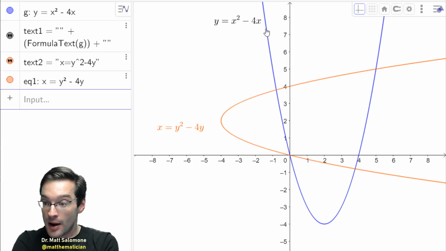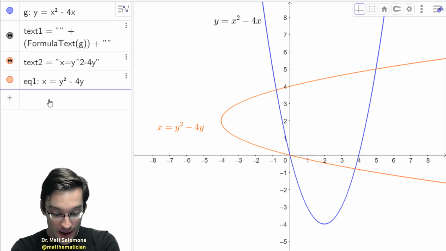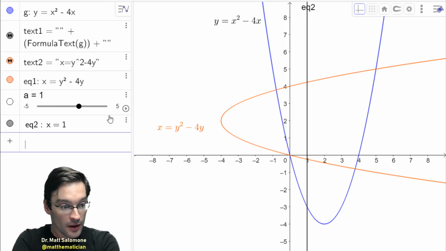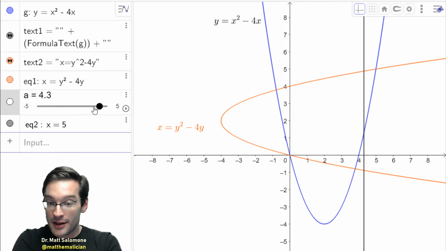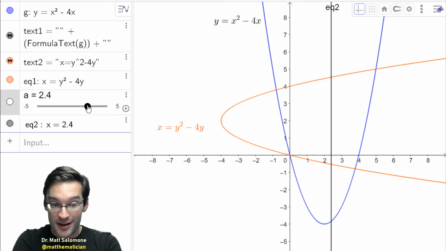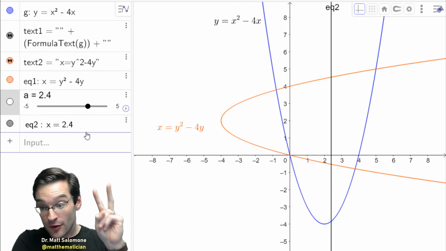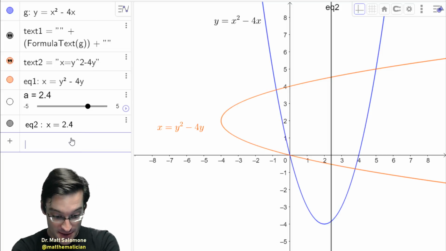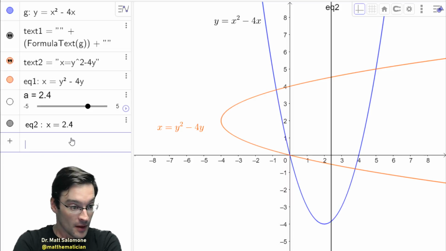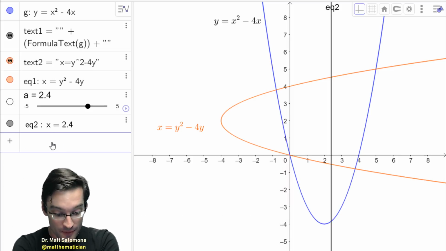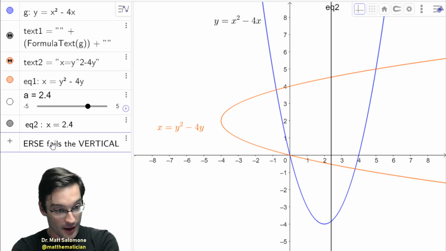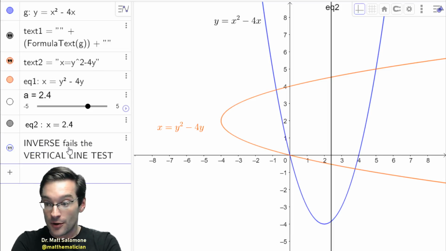The inverse relation to y equals x squared minus 4x is x equals y squared minus 4y. But the big difference is that this inverse relation no longer passes the vertical line test. There are a lot of vertical lines that I can draw that intersect this orange curve in more than one place. And so my inverse relation fails the vertical line test and so is not a function. So let me get this typed in here just so we can all see it. Inverse fails the vertical line test. And so the inverse is not a function.